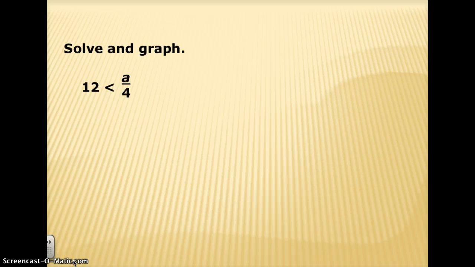Solve and graph. First we identify the variable, which is a, and we see that a is part of a fraction, which we know also means division. So 12 is less than a divided by 4. Our first step would be to get a by itself by multiplying both sides by 4. We get 48 is less than a, or if we'd like to write the a first, pay attention to the fact that we rotate everything around, so it would be a is greater than 48.